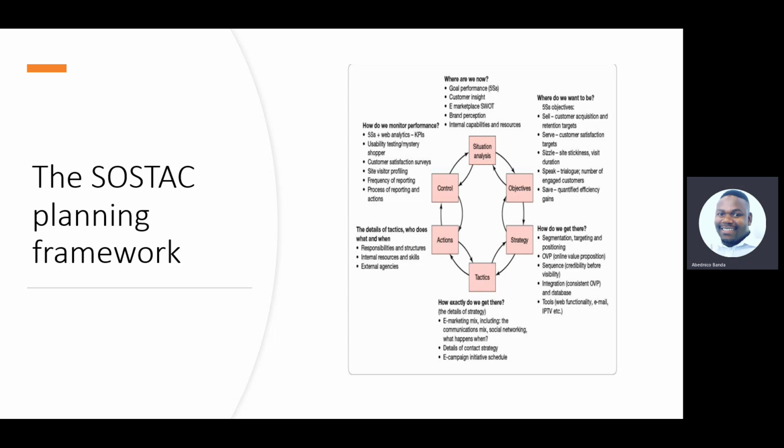So if you are someone who wants to get married, or if you are someone who's looking for a job, the strategy must fulfill that action of wanting to get a job. So you do your segmentation, you do your targeting, you do your positioning, you do your online value proposition, you do your credibility before visibility, integration, tools, and so on.